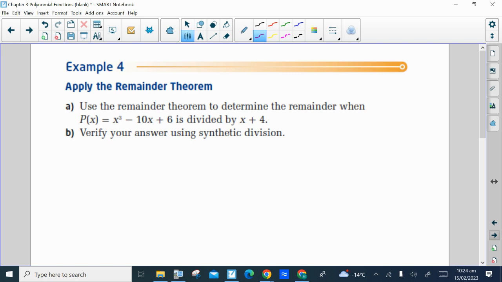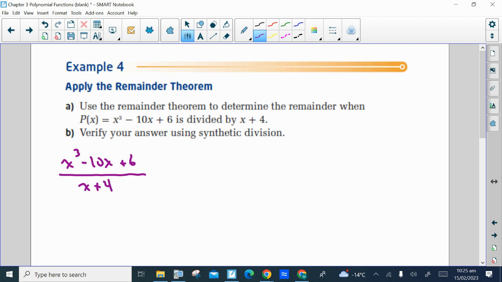So use the remainder theorem to determine the remainder when p at x is divided by x plus 4, and then we will verify it by synthetic division. So we're going to divide x cubed minus 10x plus 6 by x plus 4.